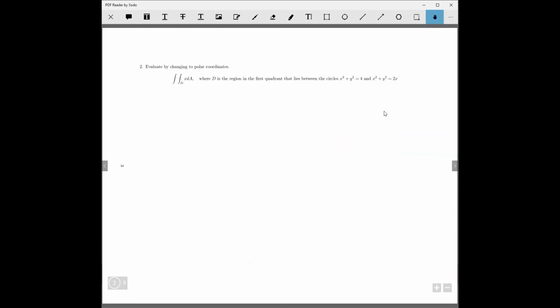Okay, so number 2, evaluate this integral here, where D is the region in the first quadrant that lies between these two circles. Now, if you take this one right here, you can take the 2x over here and rearrange it so it equals 0. But then if you add a 1 here and a 1 there, then you get x minus 1 squared plus y squared equals 1. Okay, so this is a circle of radius 1 whose center is at (1, 0).